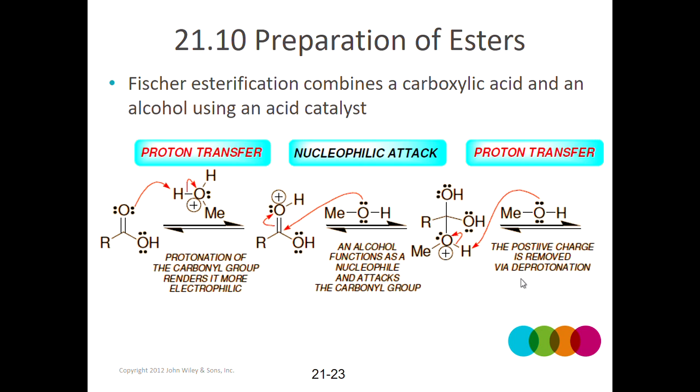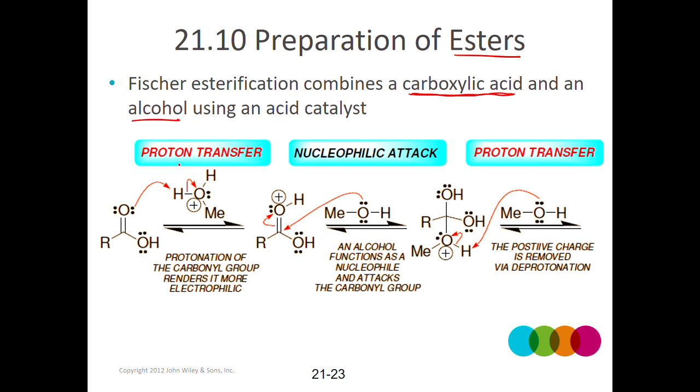All right, so we've talked about acid chlorides a little today, we talked about anhydrides a little. Now we'll talk about esters, which are another very common functional group that can be derived from a carboxylic acid. And this is typically formed by combining a carboxylic acid with an alcohol.